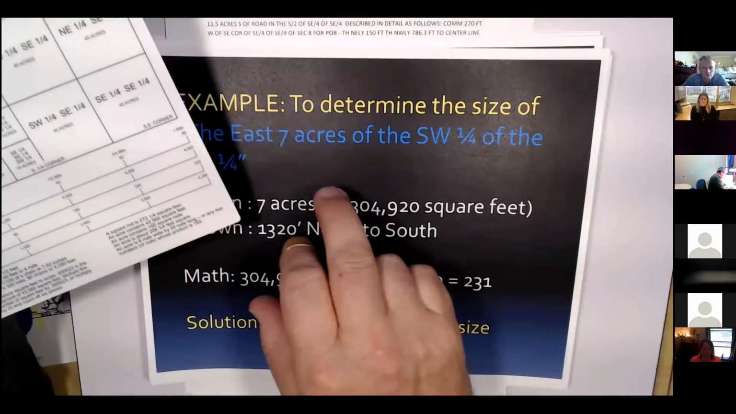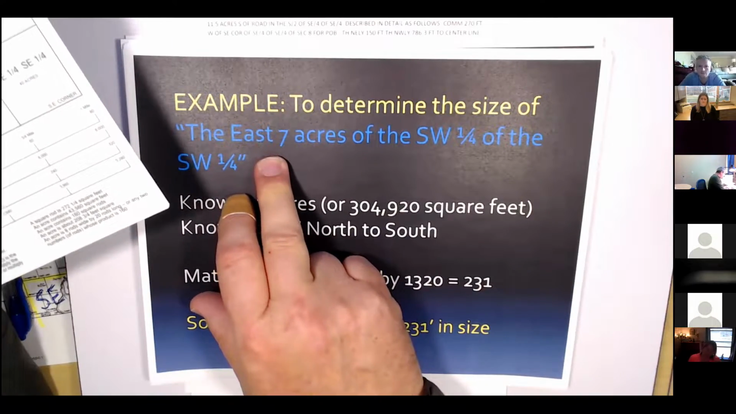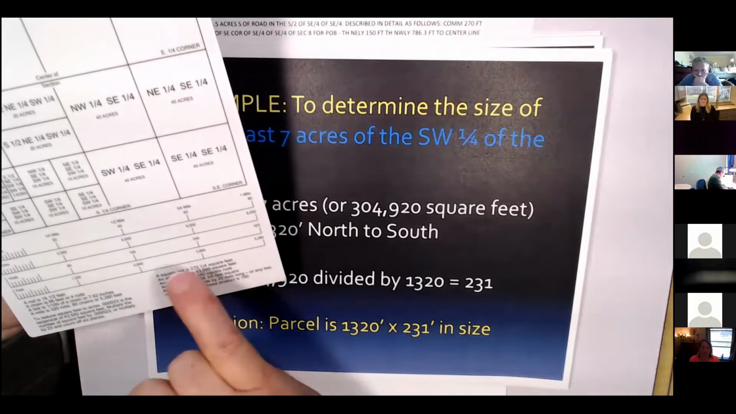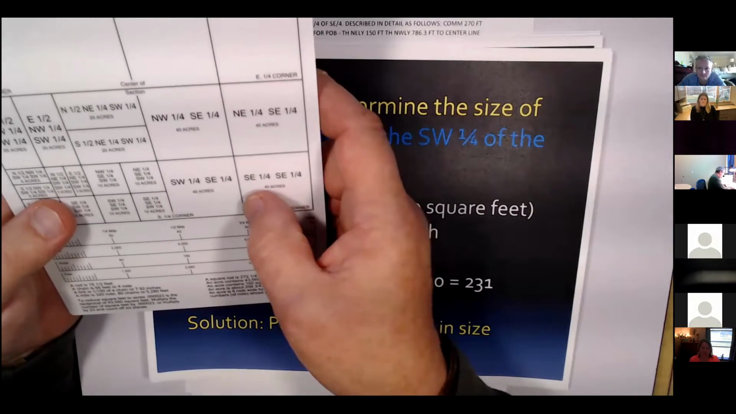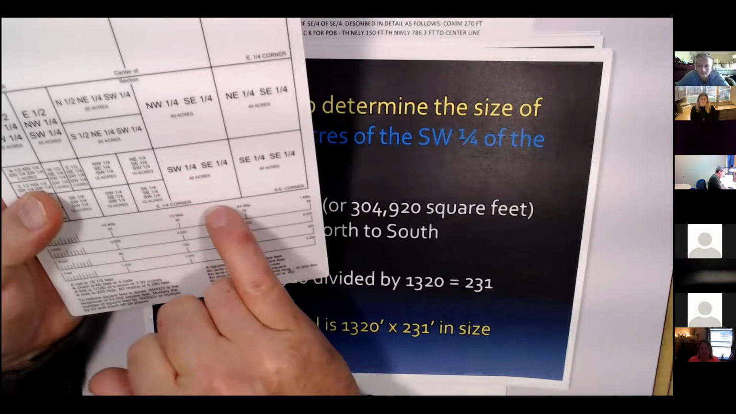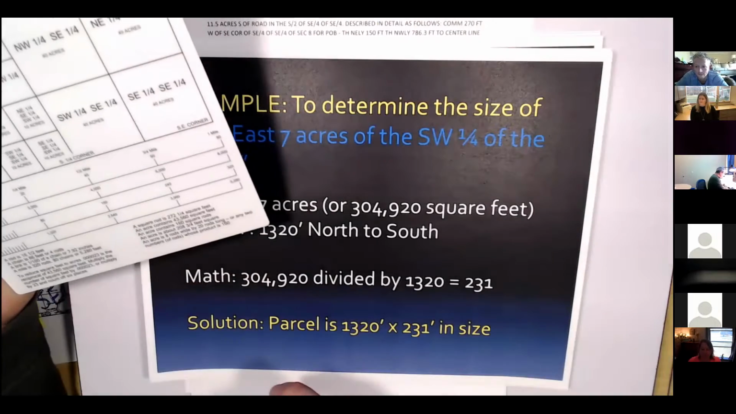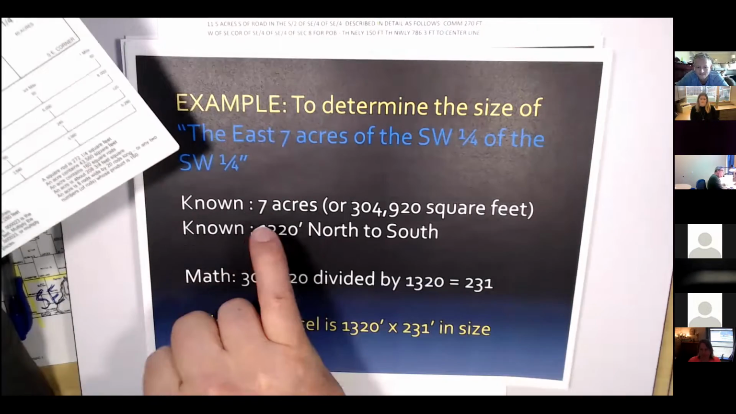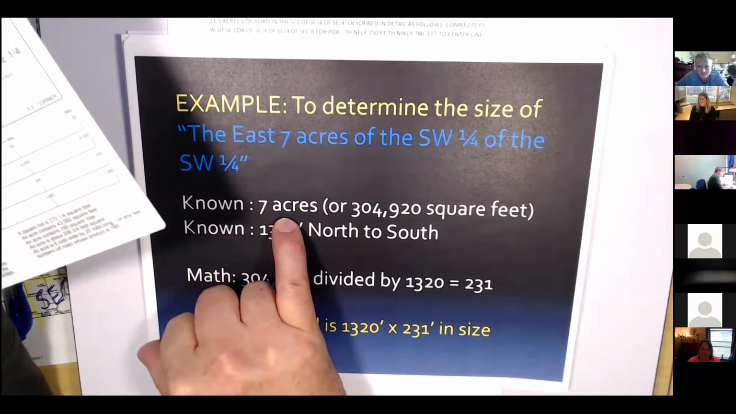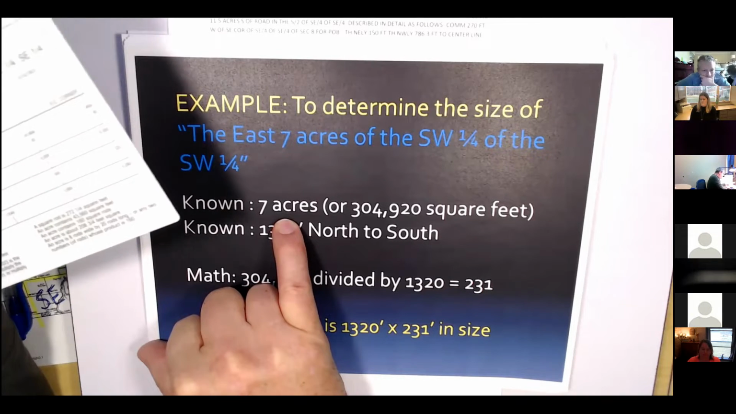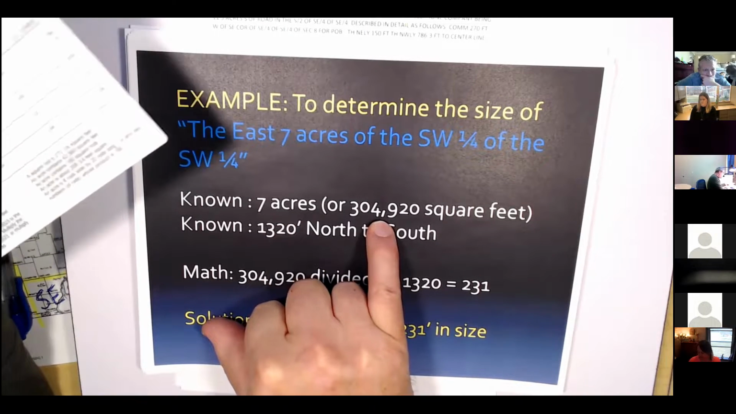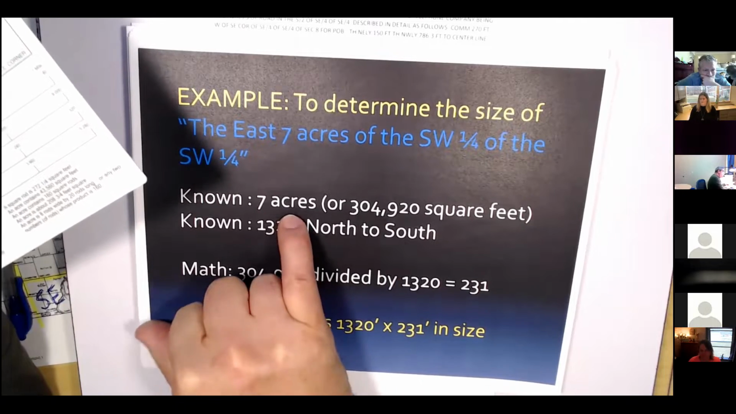So if you need to determine what the actual size of the east 7 acres of that is, 7 out of 40, what you know already by standard is that a 40 acre piece is 1,320 feet square. So if you take 7 acres and you know that your 1 acre dimension is 43,560 square feet, there's that number again. If you multiply 7 by 43,560, you're going to know that you have 304,920 square feet in your 7 acres.